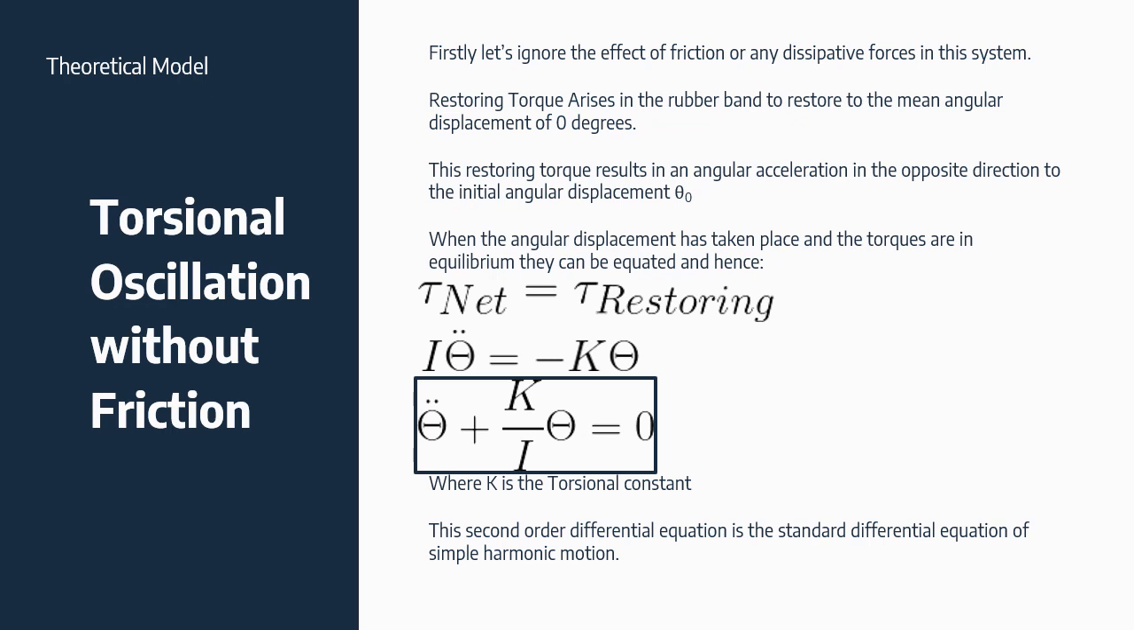That restoring torque is equal to minus k theta, where k is the torsional constant, and the net torque is defined to be the moment of inertia times the angular acceleration. So we get this differential equation by taking the k theta to the other side, and dividing both sides by I. And this is a second order differential equation, which is the standard differential equation for simple harmonic motion. So this is concrete evidence that this motion is an example of simple harmonic motion.